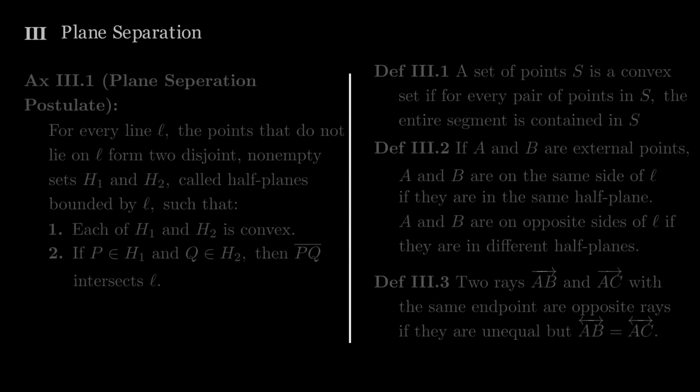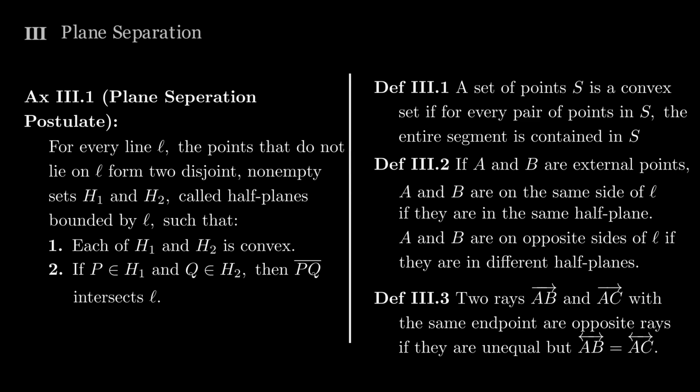This next section will be covering what it means to be on opposite sides and how that interaction creates intersections. The definition of a convex set isn't too important for this, but it's basically a space where each pair of the points inside can form a line.